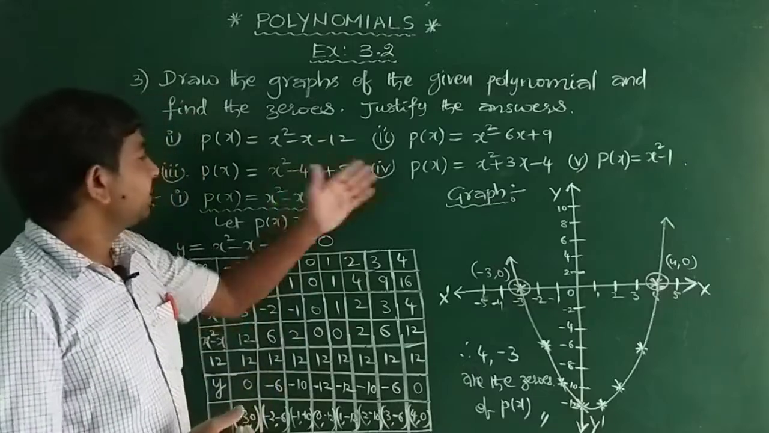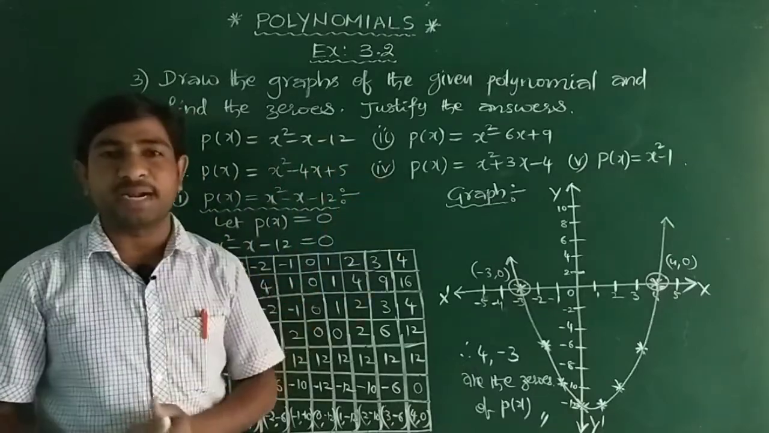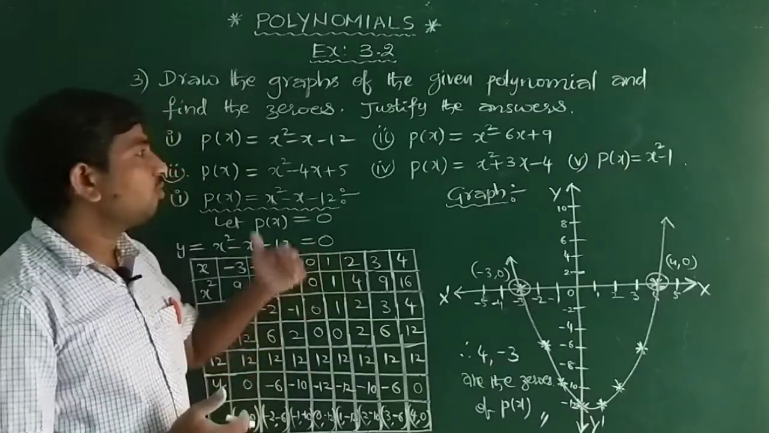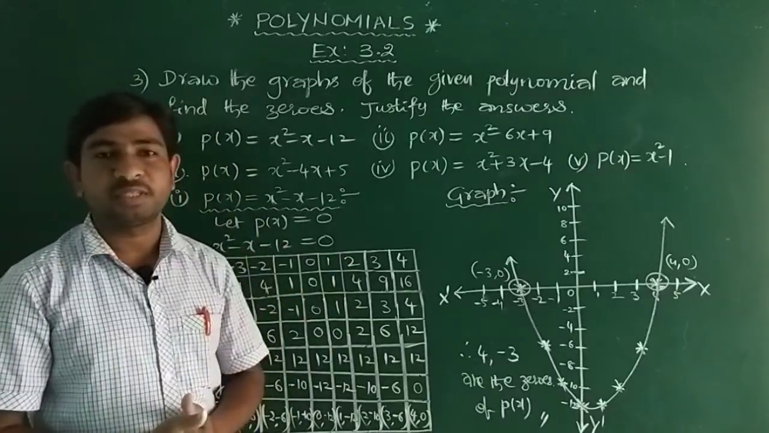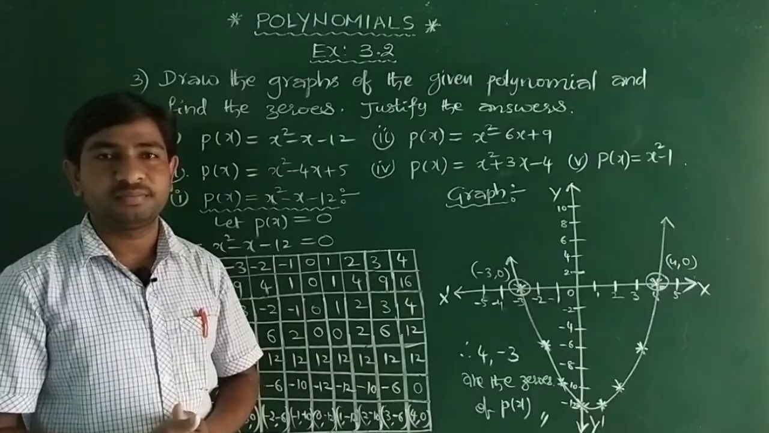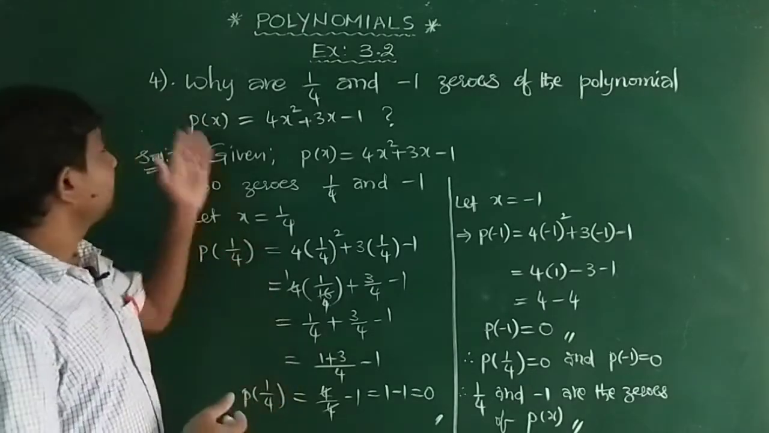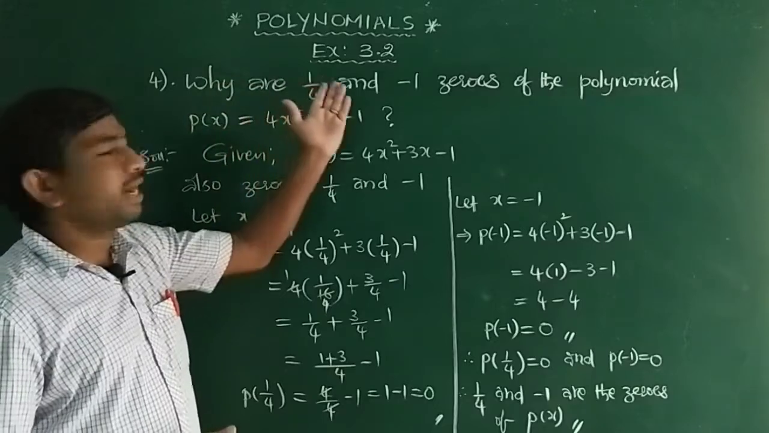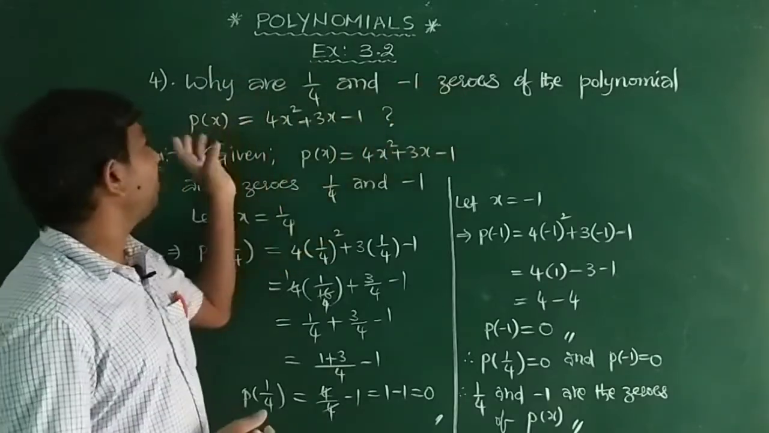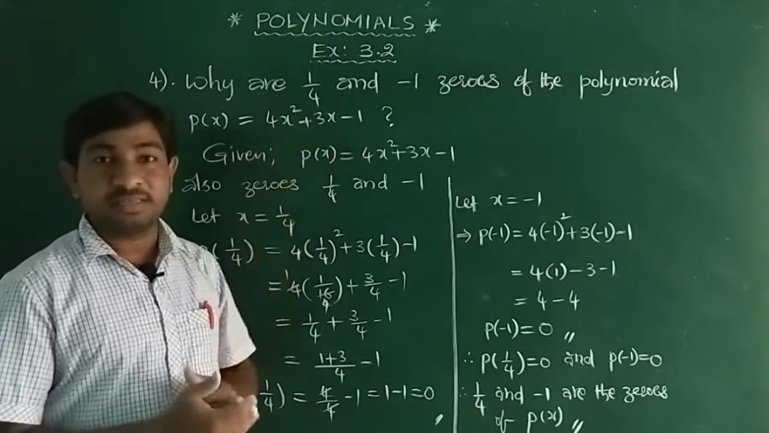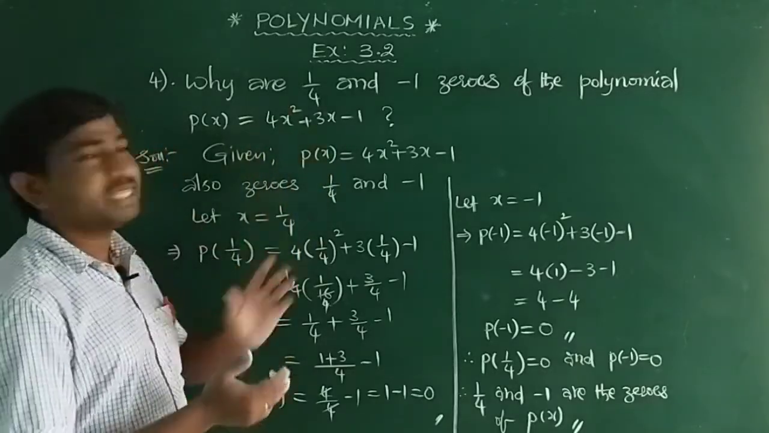Next, the second, third and fourth you can practice by seeing this and understanding this. Okay. So now go to the fourth problem. Why are 1/4 and -1 zeros of the polynomial p(x) = 4x² + 3x - 1? This is the most important problem from this exercise.